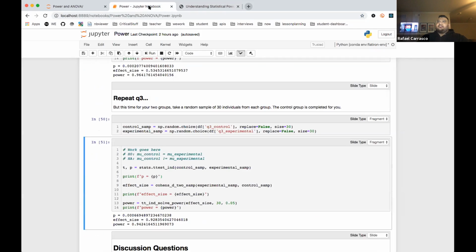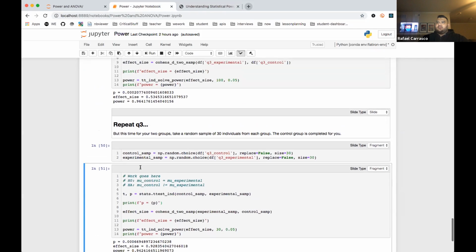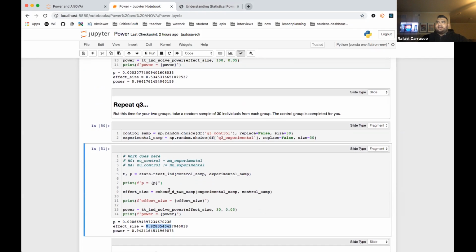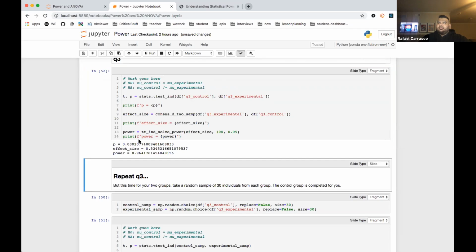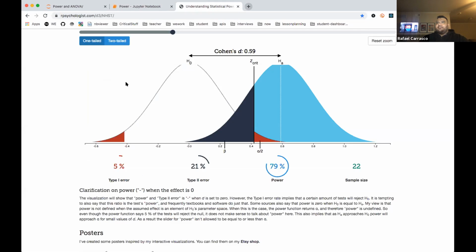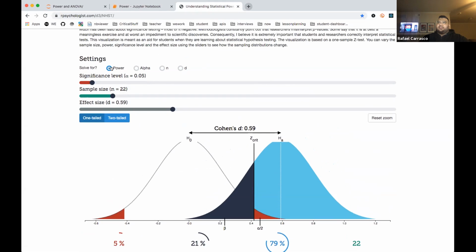So in this case, we have an effect size of 0.92. I don't know. Let's run this. Let's just say we have an effect size of 0.53. So we're going to solve for power. Alpha is 0.05, and this is 0.53.